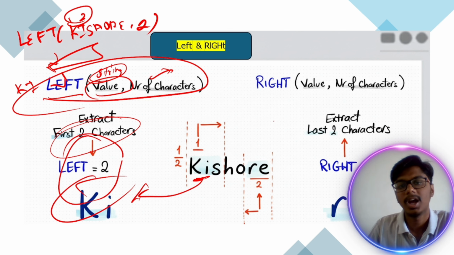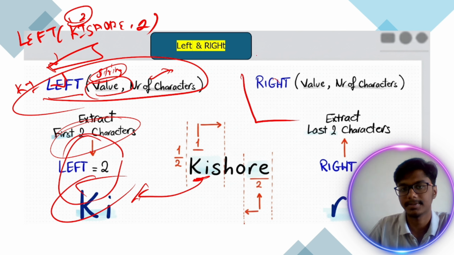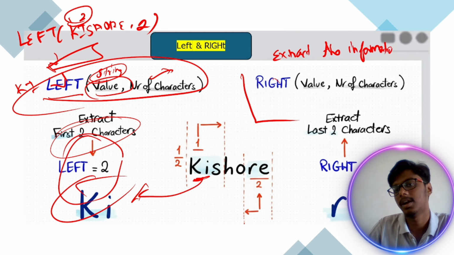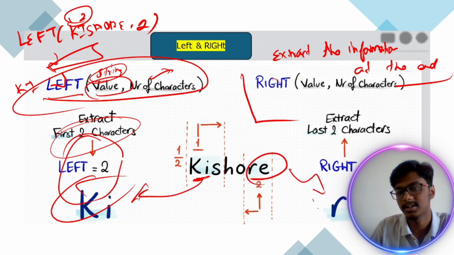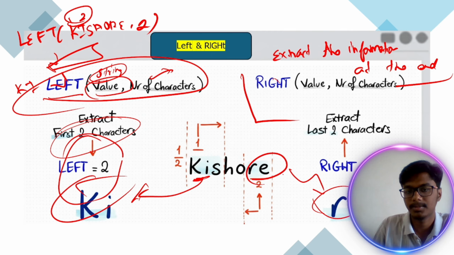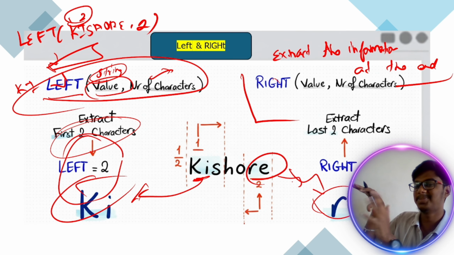And now we are going to discuss the right function. What does right mean? We are going to extract the information at the end. So we are going to extract the last two characters. If you mention the last two characters, the last two characters are RE.